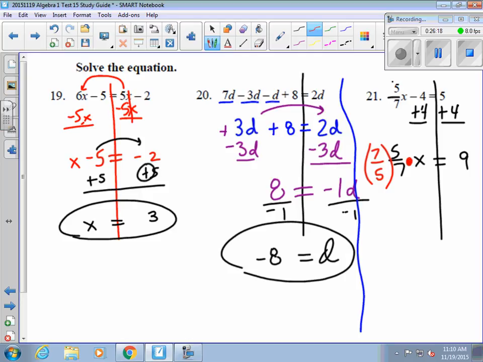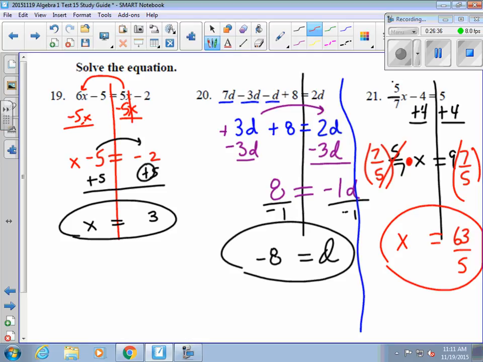So if we multiply 7 over 5 times that, it cancels it out. I'm just sliding it a little bit. You have to multiply the other side by 7 over 5 as well. 7 times 9, this will cancel. X is equal to 63 on the top, and 1 times 5 is 5. 5 does not go into the number 63. Therefore, x is equal to 63 over 5.